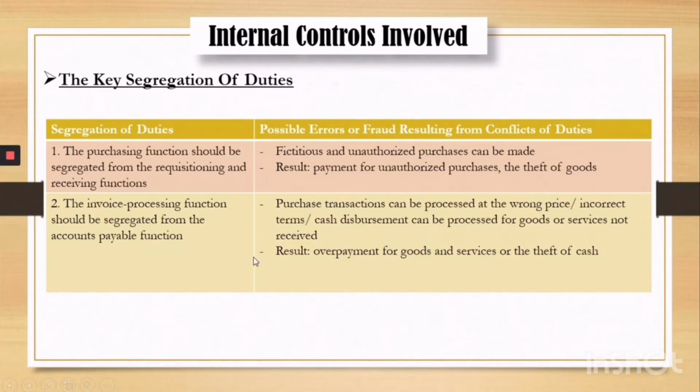The possible errors or fraud that can be made is a purchase transaction can be processed at the wrong price or incorrect terms, or a cash disbursement can be processed for goods or services that were not received by the entity. This can result in the overpayment for goods and services or the theft of cash.